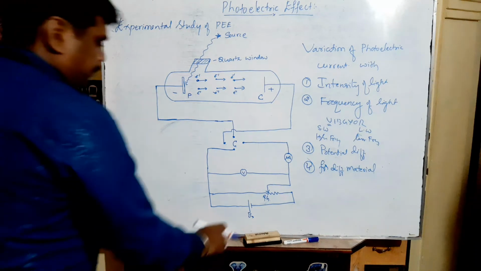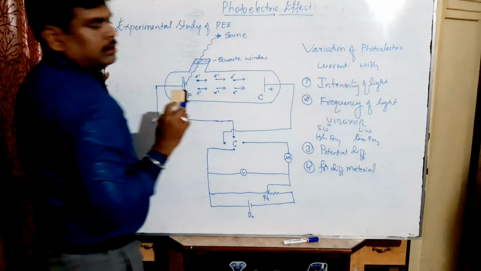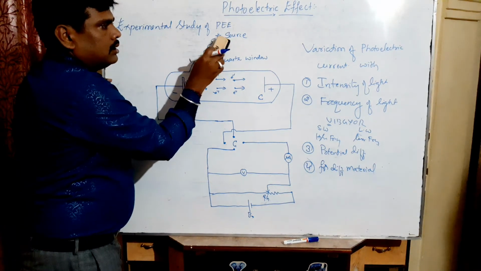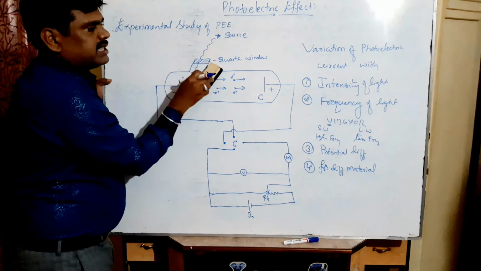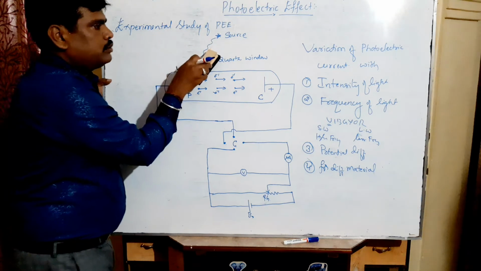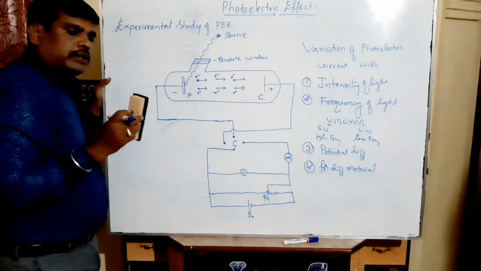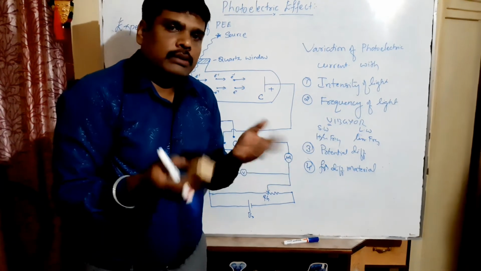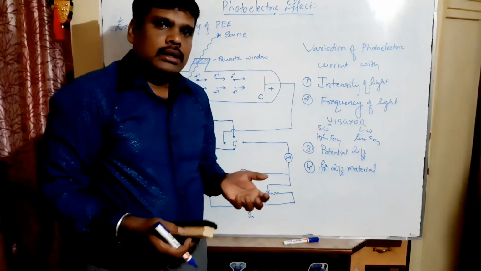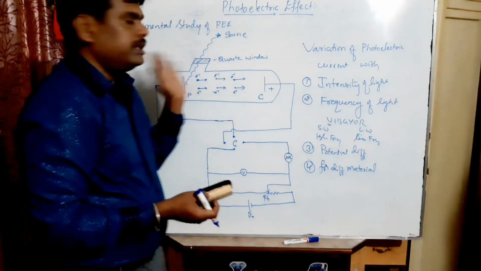Now let us move on to the next part, the variation of photoelectric current with intensity. I already told how to vary the intensity, just by changing the position of the source with respect to the quartz window. If it is close, intensity increases. If it is moving away, intensity decreases. If you are very close to the fire, you can feel more heat. If you move away from the fire, you can feel less heat. It means you get lesser intensity if you are away from the source. Isn't it? Same thing here also.